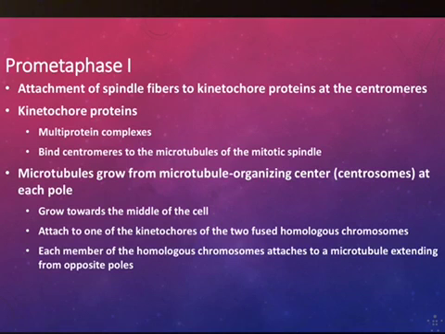They're just connected. As a kind of refresher, kinetochore proteins are a multiple protein complex that bind the centromeres to the microtubules of the mitotic spindle. The microtubules will then grow from the microtubule organizing center, which we call centrosomes. At each pole, they grow towards the middle of the cell. They will then attach to one of the kinetochores of the 2 fused homologous chromosomes. Each homologous chromosome will take a microtubule from the opposite pole, so it gets pulled to each opposite pole.